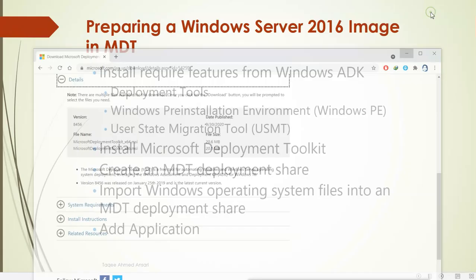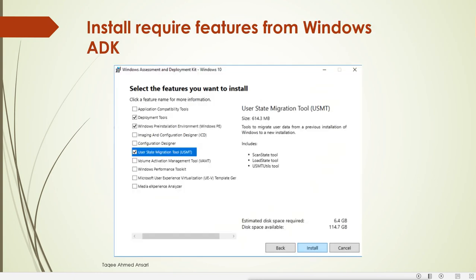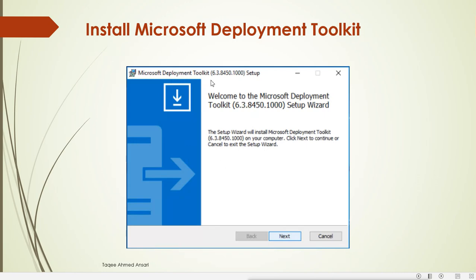Now after downloading that, we have to install it on our Windows Server. Then we will create an MDT deployment share, then import the Windows operating system files into the MDT deployment share. Then we can add applications also, and then we can use this to deploy the operating system along with whatever applications we want. So first we have to install the features required for MDT, and then we need to install this Microsoft Deployment Toolkit. So first we will do this.